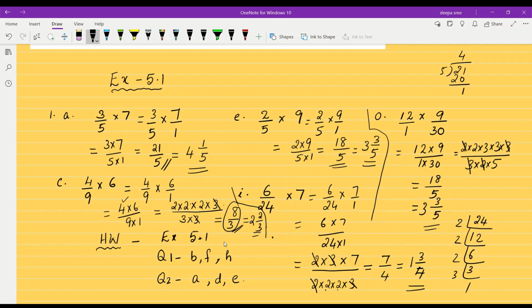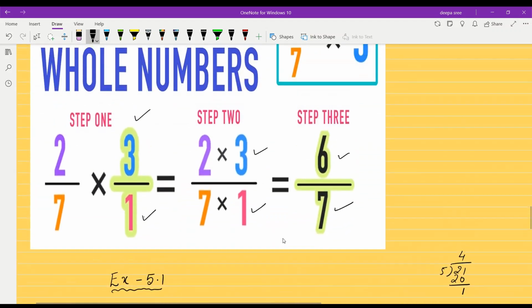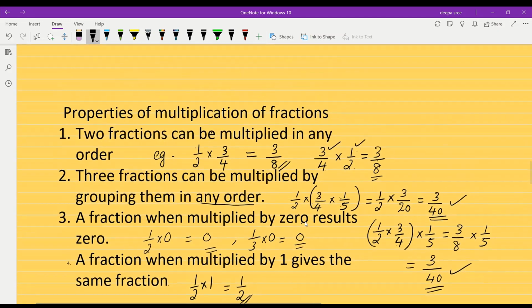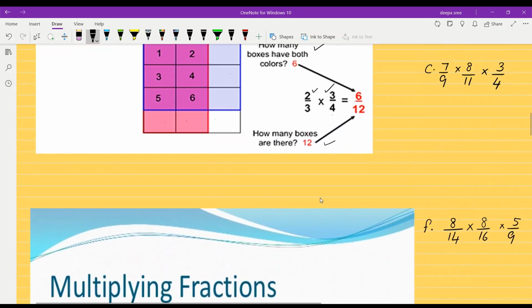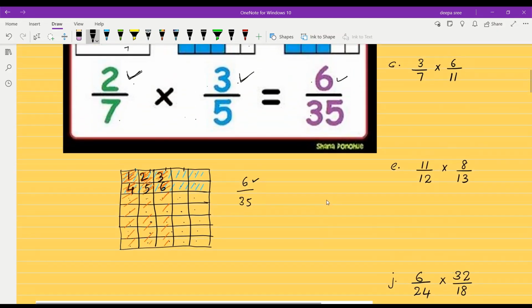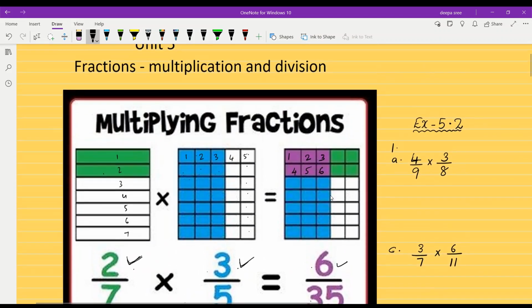So here I have given some questions for homework part. So you have to try yourself these all questions. Now we can go through how to multiply a fraction by another fraction. I have given some questions here. Same method we have to do.